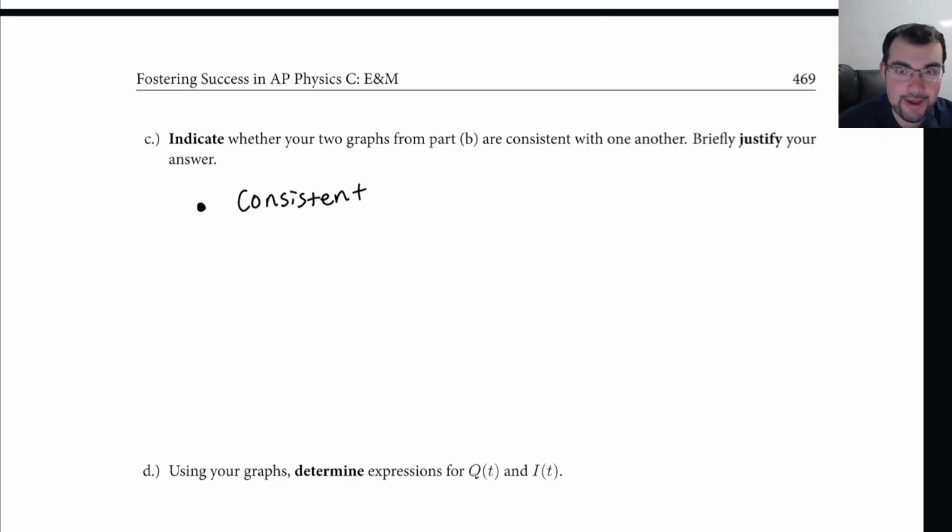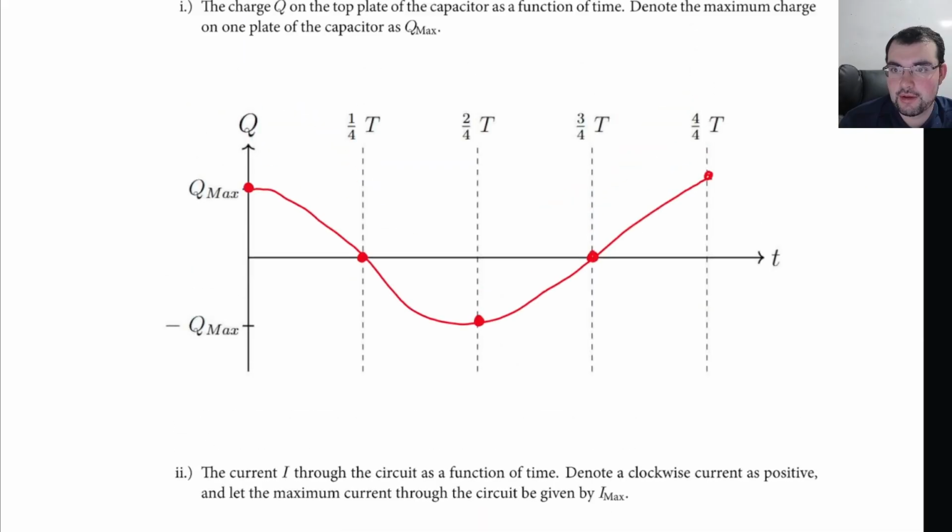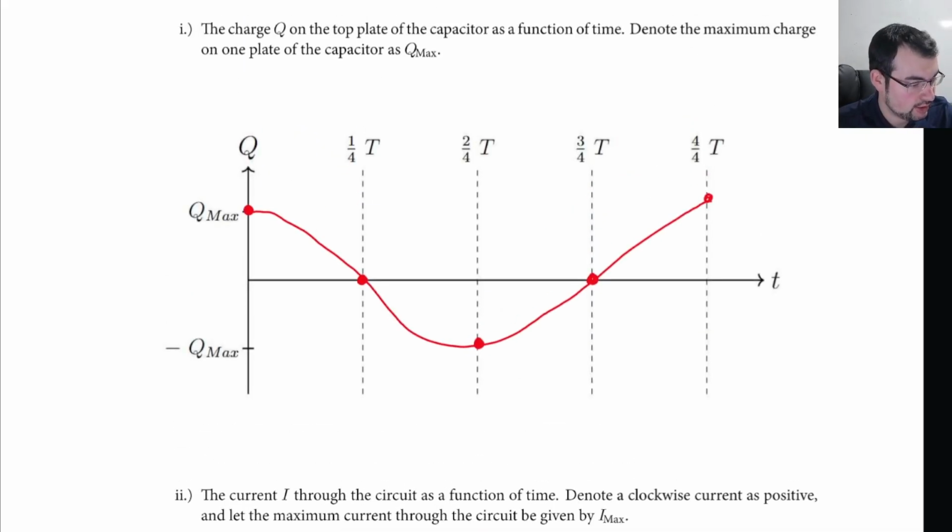All right, great. Why? Well, remember that we have a relationship that says I is equal to dQ/dt. And what is that on a graph? That's the slope. So let's check. We see I start with 0 slope. Then I have maximum positive slope, 0, maximum negative slope, 0, and then maximum positive slope, and 0 again.